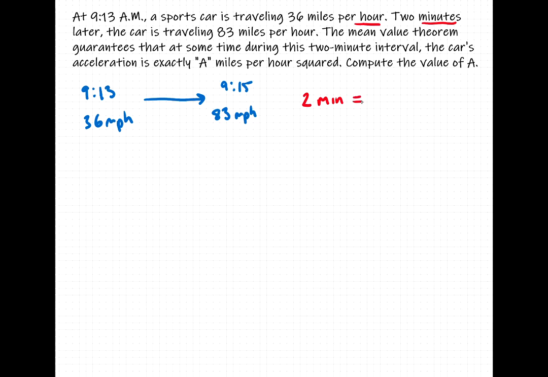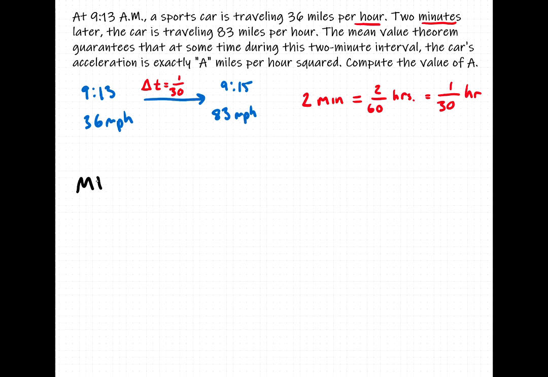So 2 minutes, well, 2 out of the 60 minutes. So that's 2 out of 60 hours. We'll reduce that to 1/30th of an hour. All right, so that's our time difference. So we'll say change in time is 1/30th of an hour.